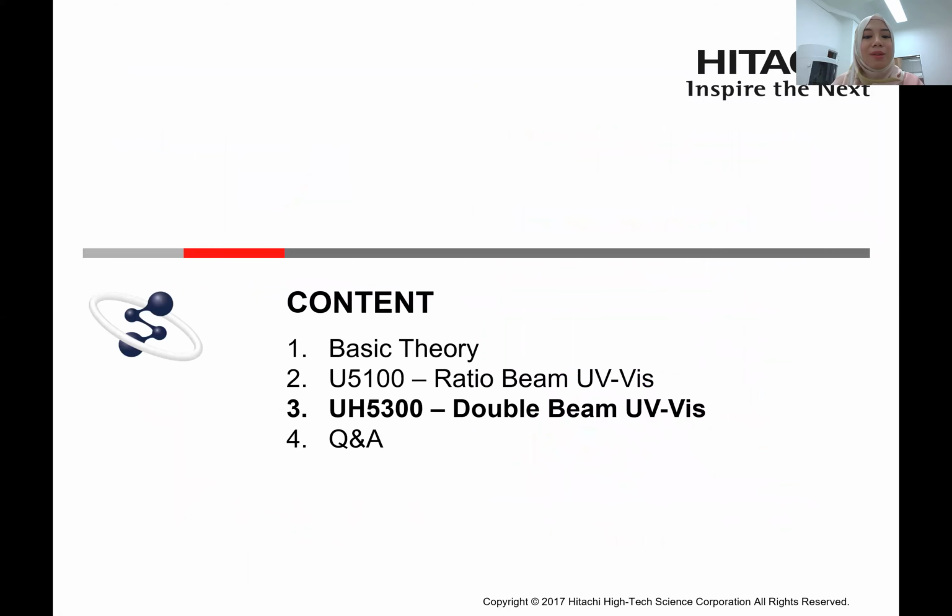And then let's move on to our double beam UV-Vis, right? Just a quick recap, the U51: what's so special about it are two things. The first one is using the Xenon flash lamp, so you can use it for 10 years. And second is using the 6L turret, and it's using a ratio beam optical, so it's more accurate compared to a single beam. So let's check out what a double beam has to offer.